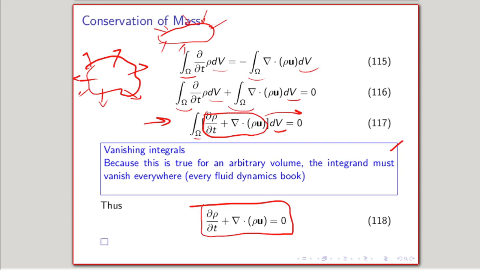And a very interesting special case of this conservation equation is when the density does not vary, or when the fluid is incompressible. So in this case, we are left with the divergence of u equals 0, which is a very special case applied to incompressible fluids.